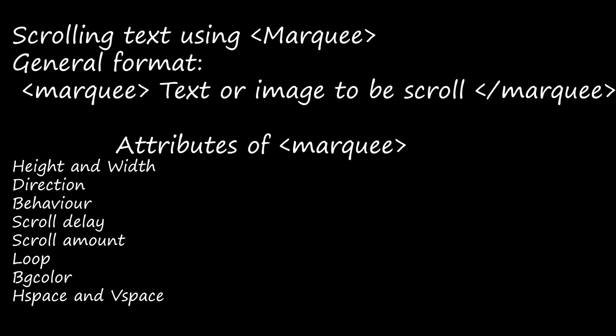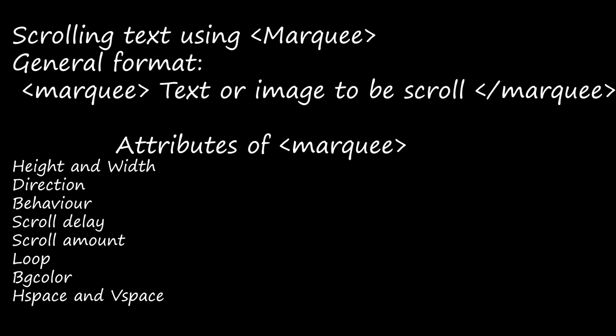This attribute is used to specify the type of scrolling. Here the values are scroll, slide and alternate. That means here you can use this behavior tag along with marquee, and you can give scroll or slide or alternate. It will have some difference in that, right?